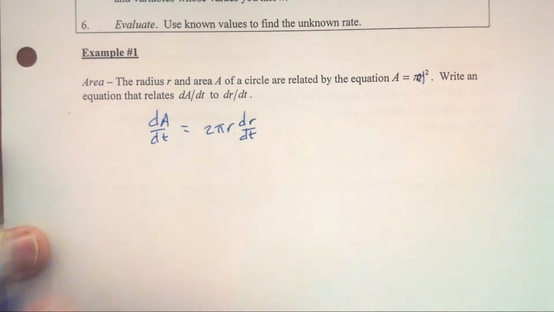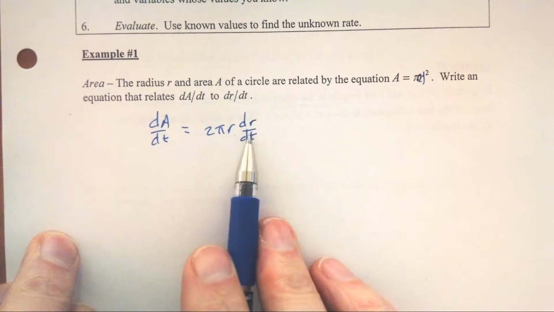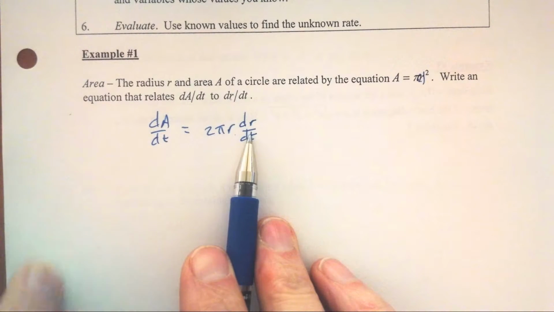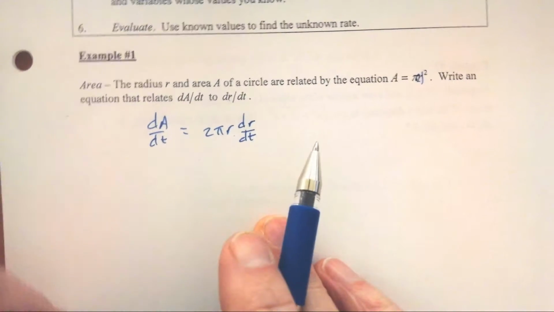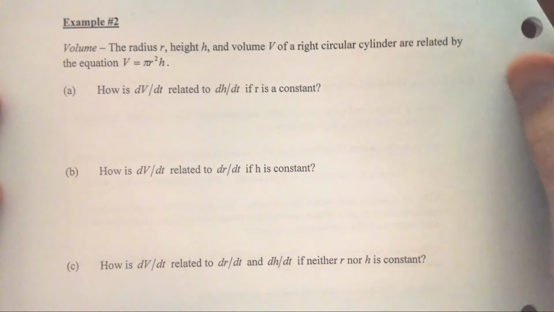Okay, and that is it. We have related dA/dt to dr/dt. So that's just very much a warm-up. We've got a lot of space for you, but that is all we need for this problem. Okay, multi-step question here.